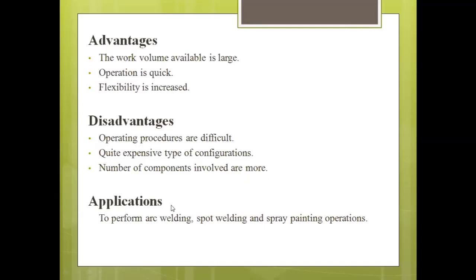Coming to the application point of view, using a jointed arm robot we can perform arc welding, spot welding, and spray painting operations. We can also perform machine loading and unloading operations, vehicle loading and unloading operations, and many more.